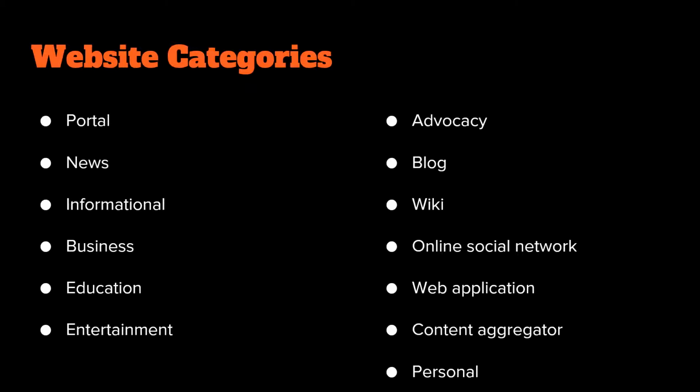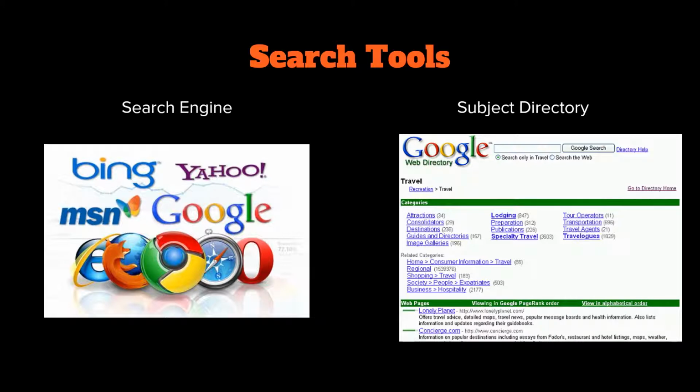a personal web page. Searching for information on the web can be challenging due to the sheer volume of content on the web. However, many websites do provide search tools and maintain organized directories of websites to help you locate specific information. There are two basic types of search tools, which are search engines and subject directories.